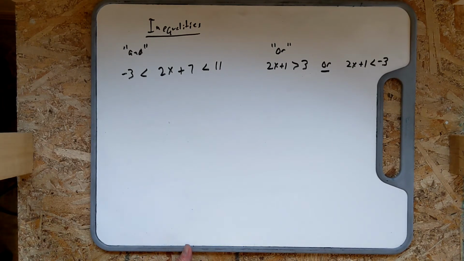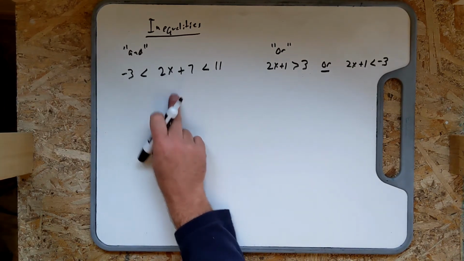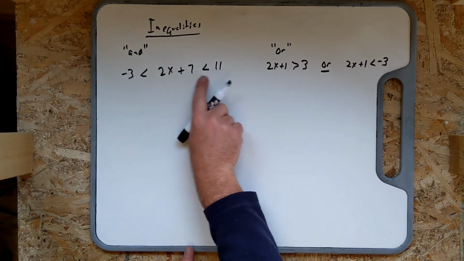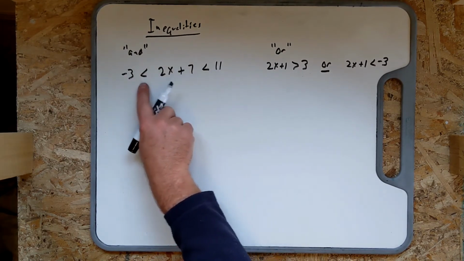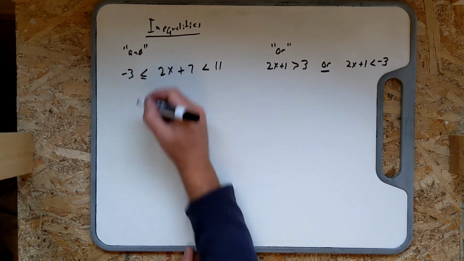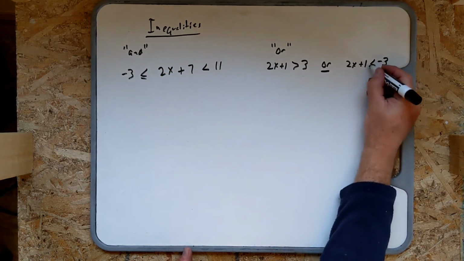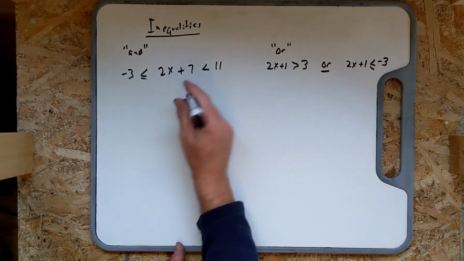Okay, I'm going to solve both of them. In this equation, this is actually two inequalities. It's just put into one. This says 2x plus 7 is less than 11, and 2x plus 7 is greater than or equal to -3. Let me put some there, and I'll just line graph them. They look a little different. Okay, so how do you solve these?